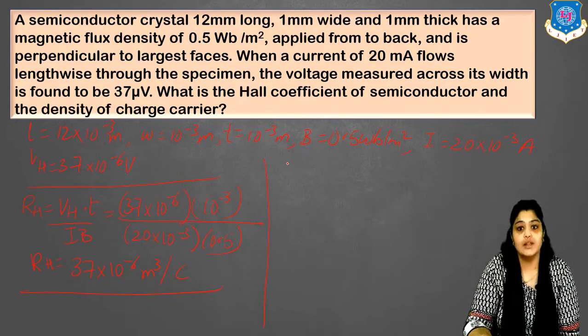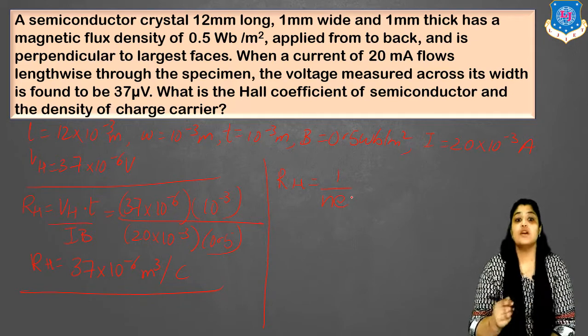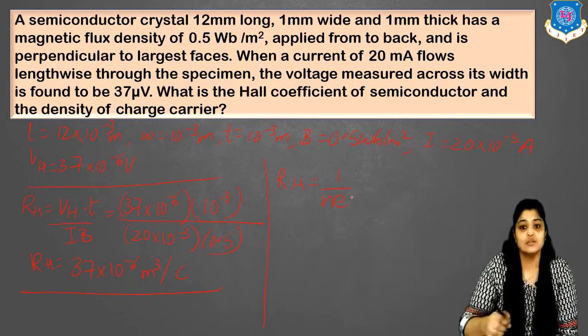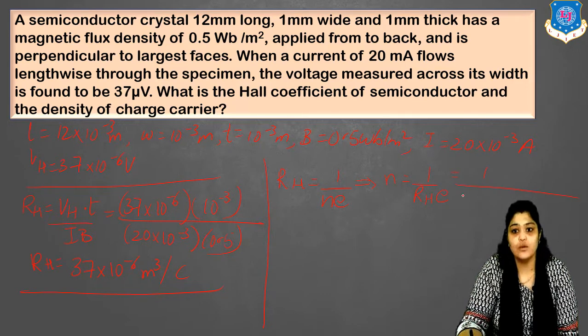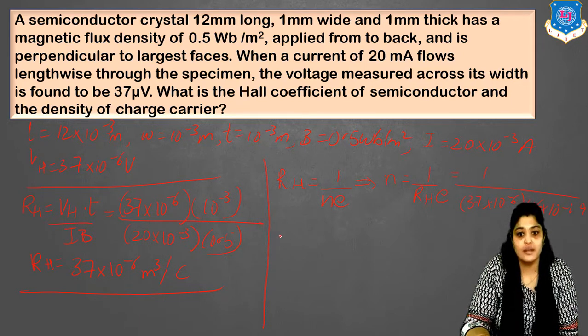and we know RH is equal to 1 upon ne, because we have to find out the density of charge carriers also. So I can simply write n is equal to 1 upon RH into e, that is 1 upon the value of RH, 37 into 10 raised to minus 6, into 1.6 into 10 raised to minus 19. This gives us the value of n as 1.68 into 10 raised to 24 atoms per meter cube.